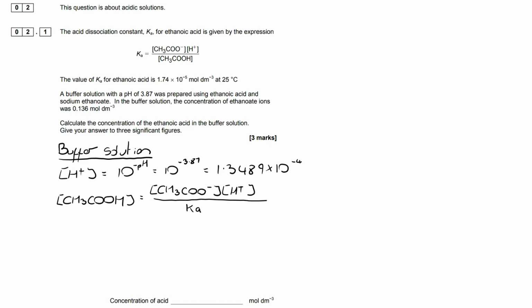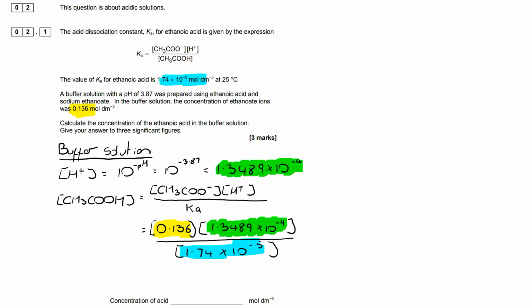At that point, it's about putting all of the data into this expression in the right places. Now, as you can see here, what I've tried to do is highlight precisely where those numbers have come from. So we were told the concentration of ethanoate ions, that's highlighted in yellow. We were told the Ka value, 1.74 by 10 to the minus 5, highlighted in blue, and highlighted in green, the concentration of H+ that I've just worked out can go into this expression. Once we do all of that, we get the answer.